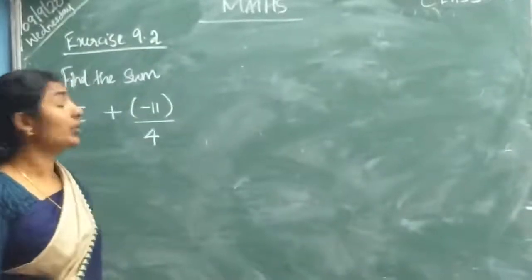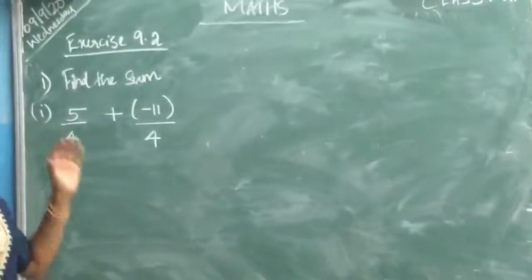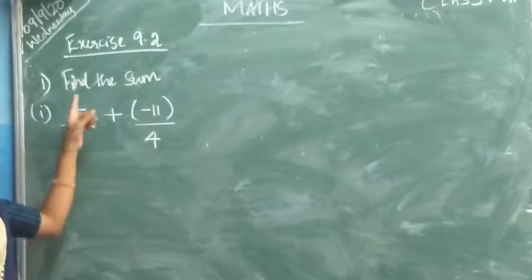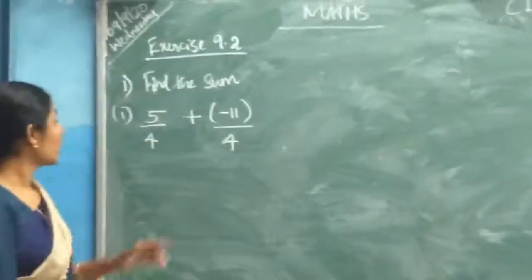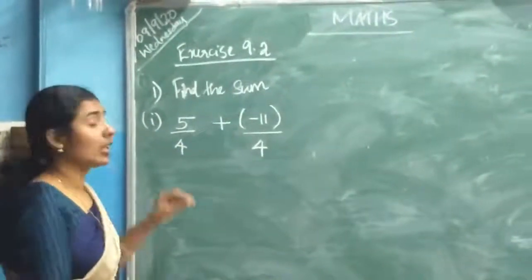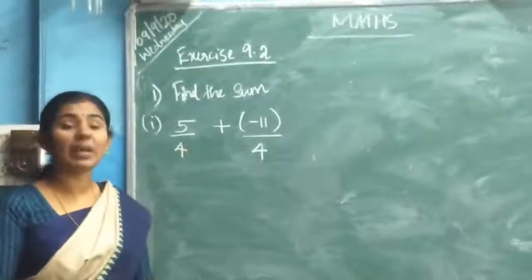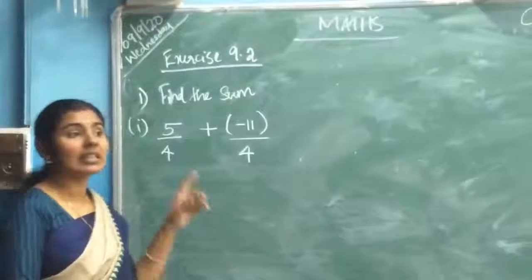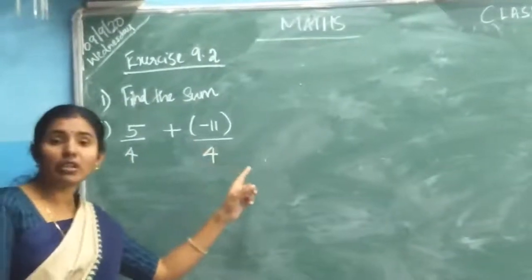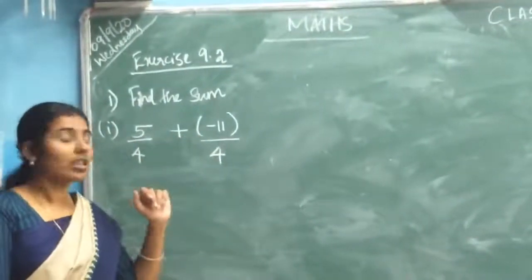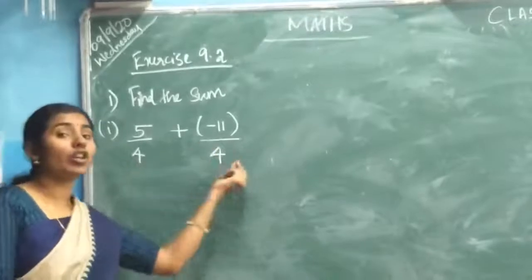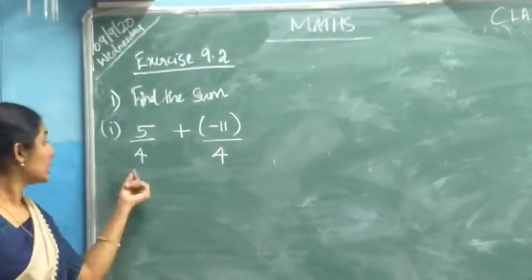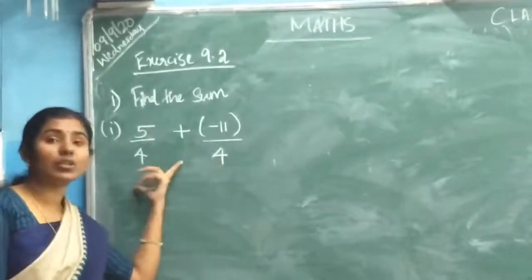Now we will do the sums from your textbook. The first question: find the sum. What is the question? 5 by 4 plus minus 11 by 4. See, two rational numbers they have given. You should add them. Now we see both have the same denominator, which is 4.